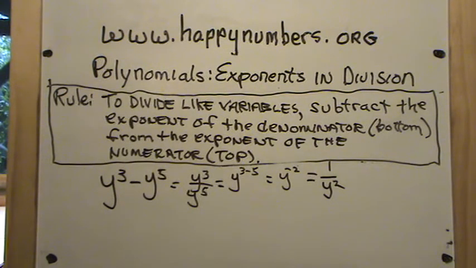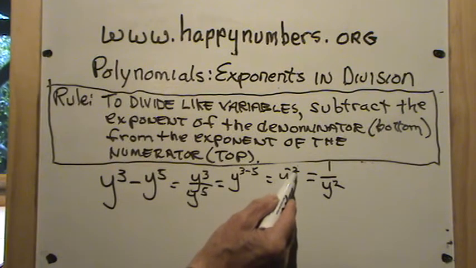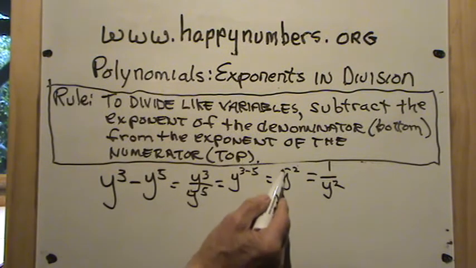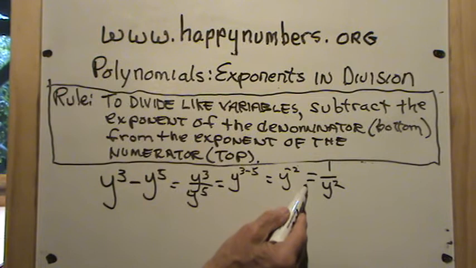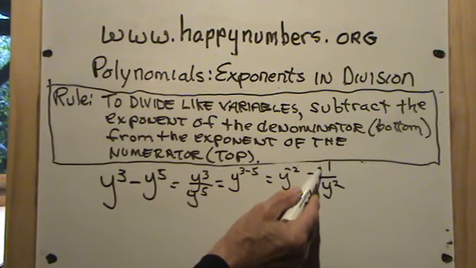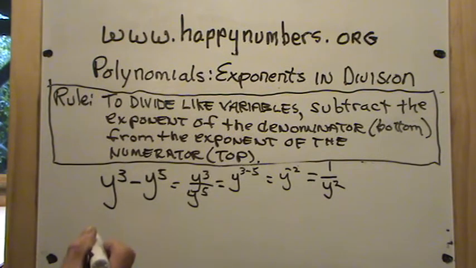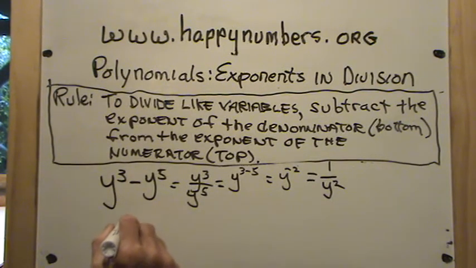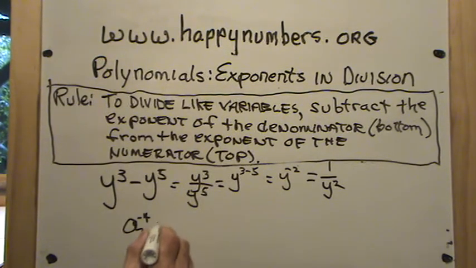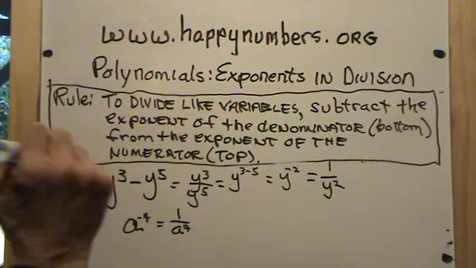Now let me say that again. Anytime you have a variable to a negative power, like y to the negative 2 power, that is equal to 1 over y to the second power. Let's take a to the negative 4th power. Well, that is equal to 1 over a to the 4th power.